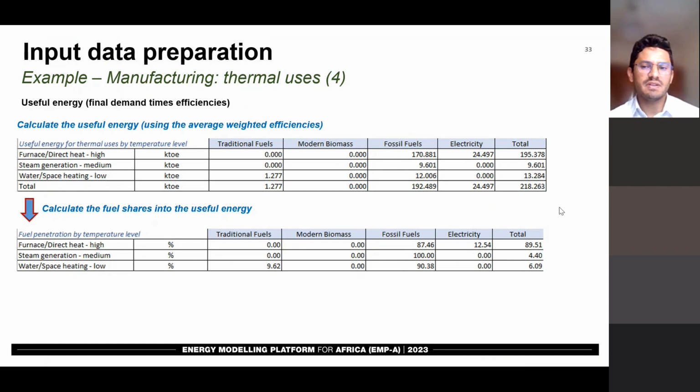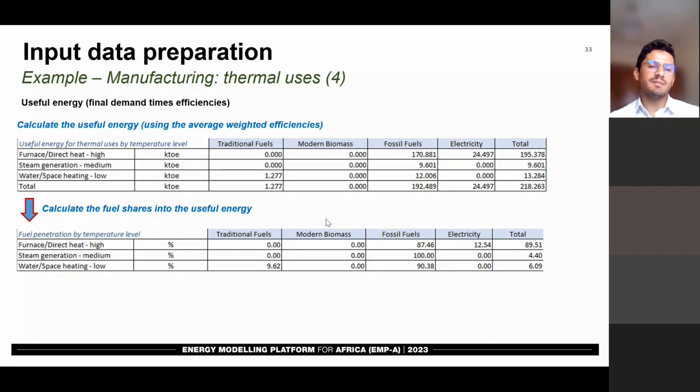And we will use these average weighted efficiencies to calculate our useful energy for thermal uses by temperature range. And finally, the fuel penetration by temperature level, again, in the second table. You can see, for example, how we calculate this fuel penetration. Let's take fossil fuels. In the first table for high temperature furnaces, the value is about 170. So we will divide this 170 by the total on the right side, we will divide it by 195, and then we get 87.46% fossil fuels in the second table, in the first row, high temperature.